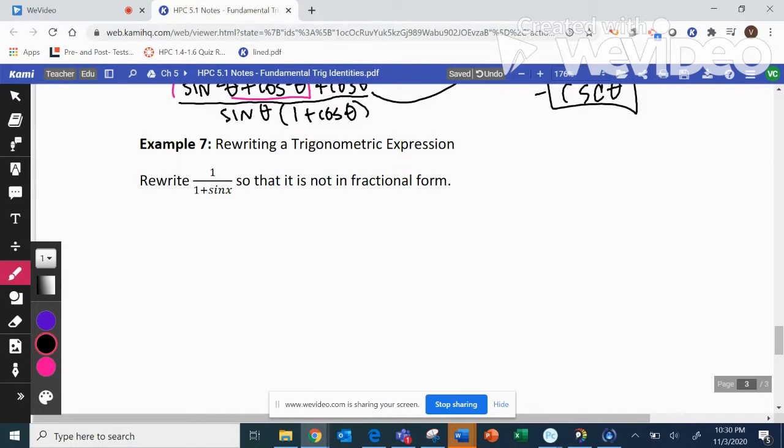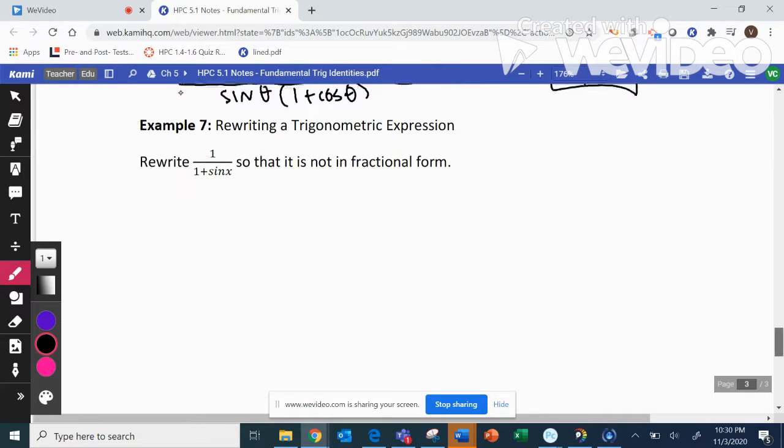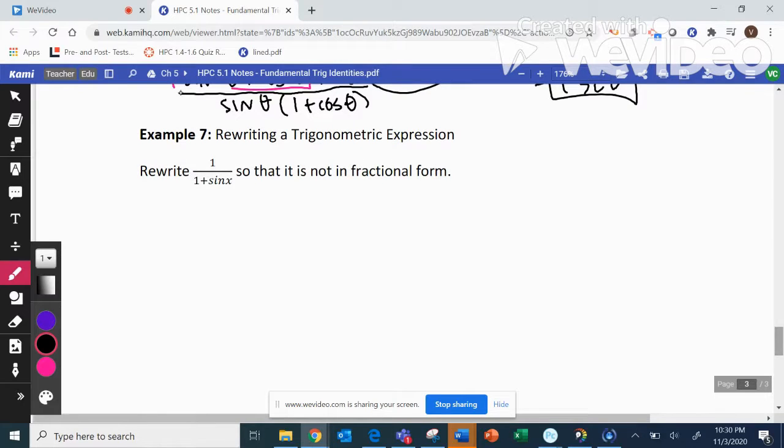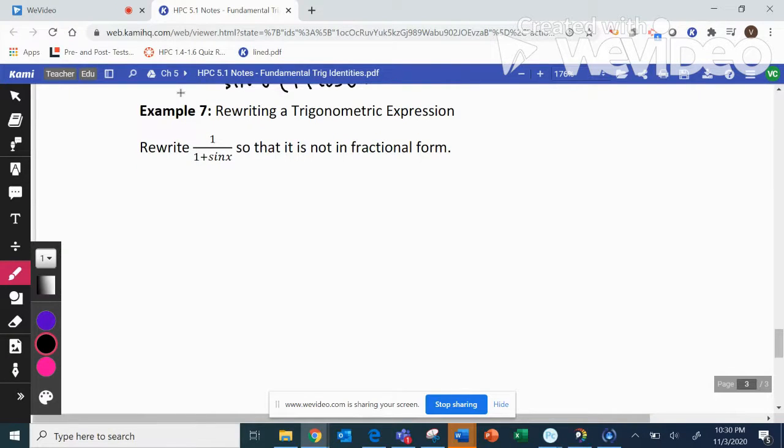All right, the next one is rewrite so that it is not in fractional form. So there are different ways that we could do this. I think I'm going to show you two ways. I'm going to show you the way the book shows you, and then I'm going to show you another way, in case you can't remember the way the book shows you. So we've got to make it so it's not a fraction. I think I'm going to show you a different way first, and then I'll show you the book way.